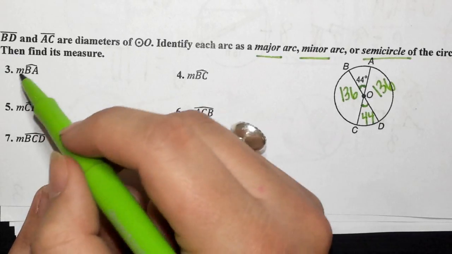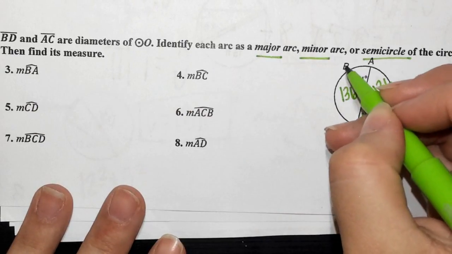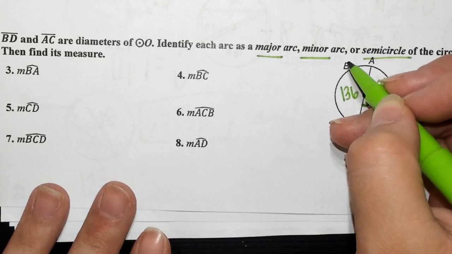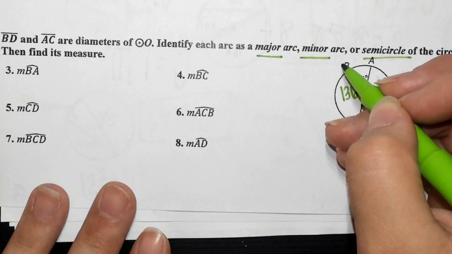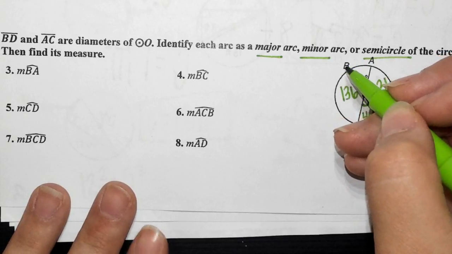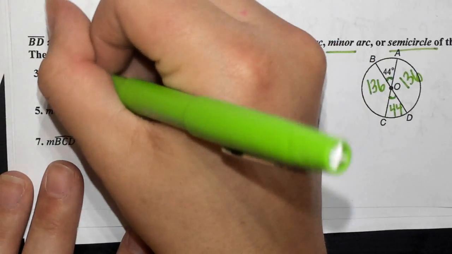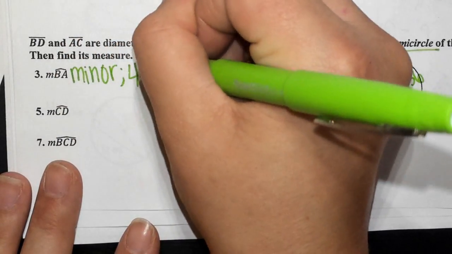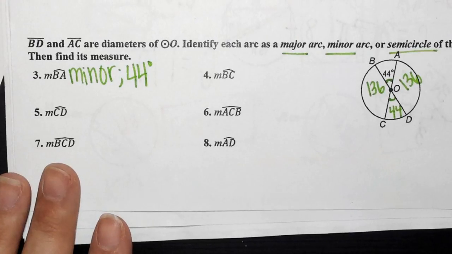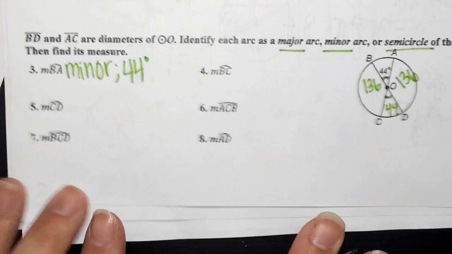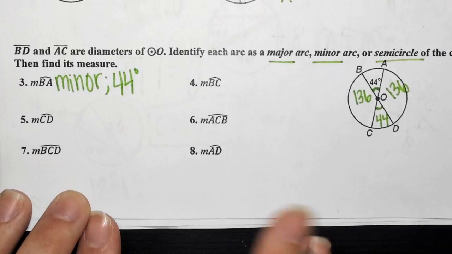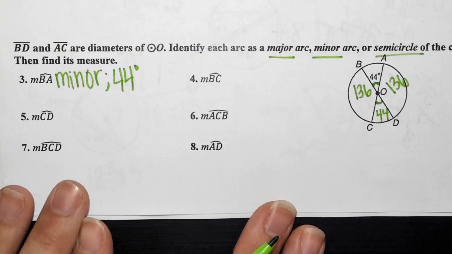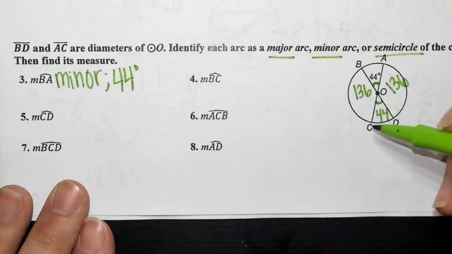All right, so let's look at each of these. Okay. Measure of BA. So look at BA right here. How many degrees is BA? Look up here. 44. Is that major, minor, or semicircle? Minor. So let's write it's minor, and it's 44 degrees. Okay, so like before you can determine if they're minor or major. You can determine that first and then decide, because you know if it's less than 180. You have to calculate first.